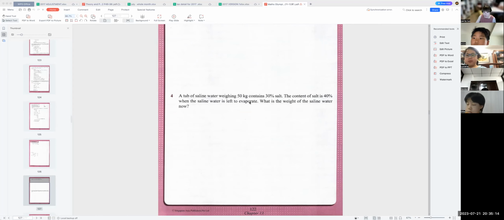Okay, a tube of saline water weighing 50 kilograms contains 30% salt. The content of salt is 40% when the saline water is... How to read this word? Pen, come here. S-A-L-I-N-E. What is that word? Saline. Saline? No. Please find out for me.